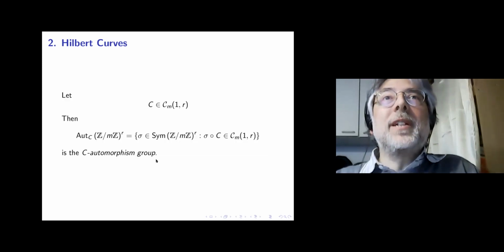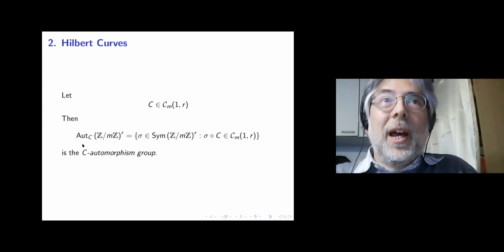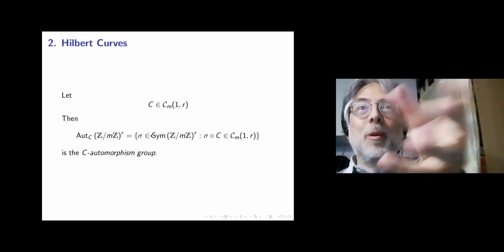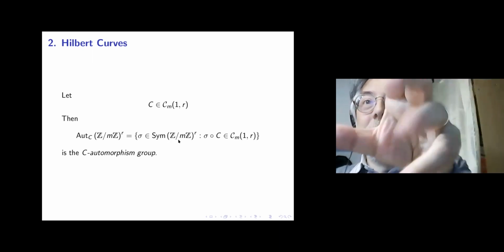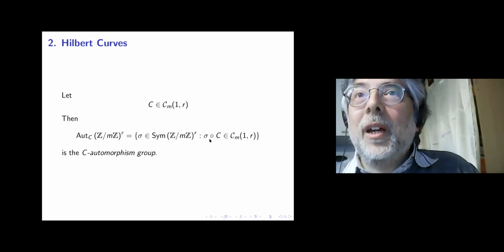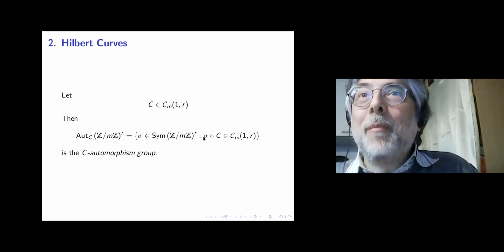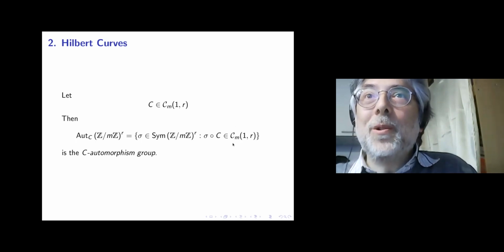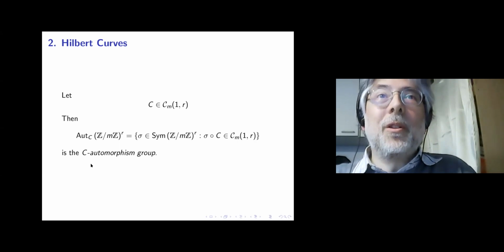And now you take such a curve, and then you define the so-called C-automorphism group. These are just the permutations of the symmetric group of this r-dimensional grid, such that a curve gets mapped by this automorphism to such a curve also. This is the C-automorphism group, for a fixed curve C.